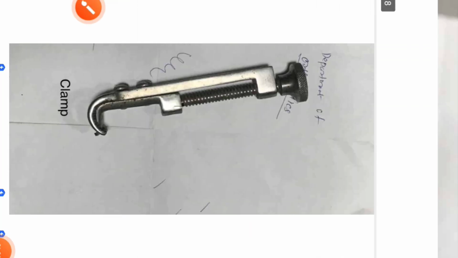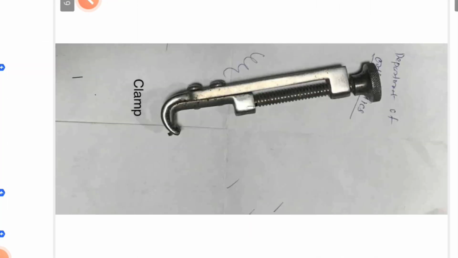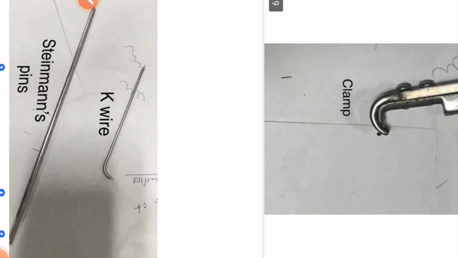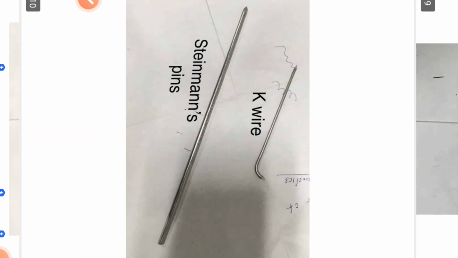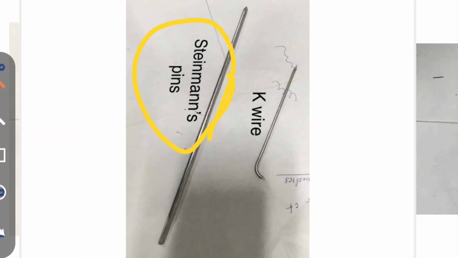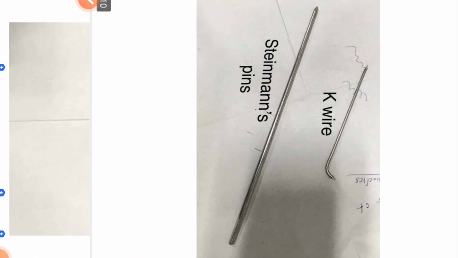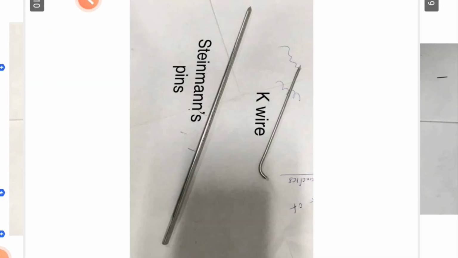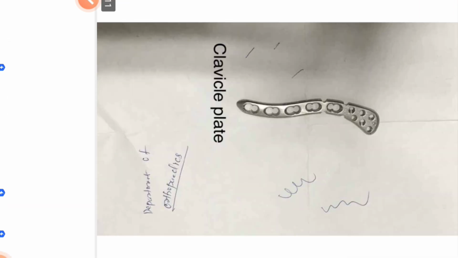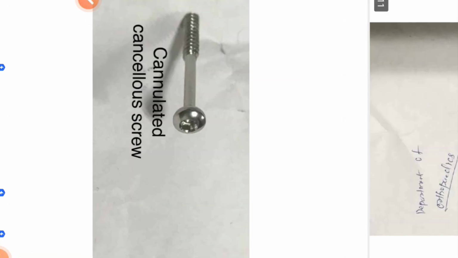The V nail is of club shape type. Next, this is a clamp. It is used to separate the two bony fragments. Next is a K wire and the Steinmann pin. Here is a Steinmann pin. I have already explained the difference between the Steinmann pin, Schanz pin and the Denham pin, right? So this is a clavicular plate. As you can see, the shape is in the form of the clavicle, an S shape. So it is a clavicle plate, used for clavicular fracture.